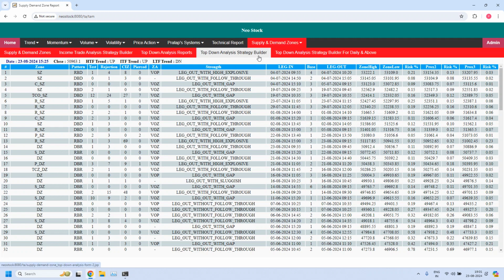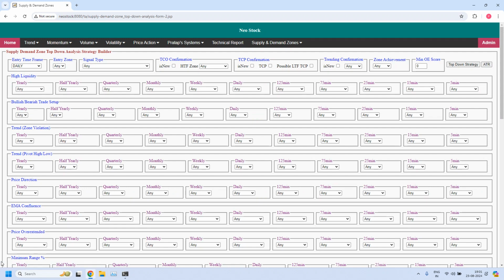Next we will generate bullish and bearish trade setups for different income trades, that is monthly, weekly, daily and hourly income trade. And we will also look into LTF zone confluence with ITF and HTF zone confluence also in these income trades. First let me start with monthly income trade bullish trade setup. For monthly income trade bullish trade setup, entry time frame is daily and entry zone is demand zone.